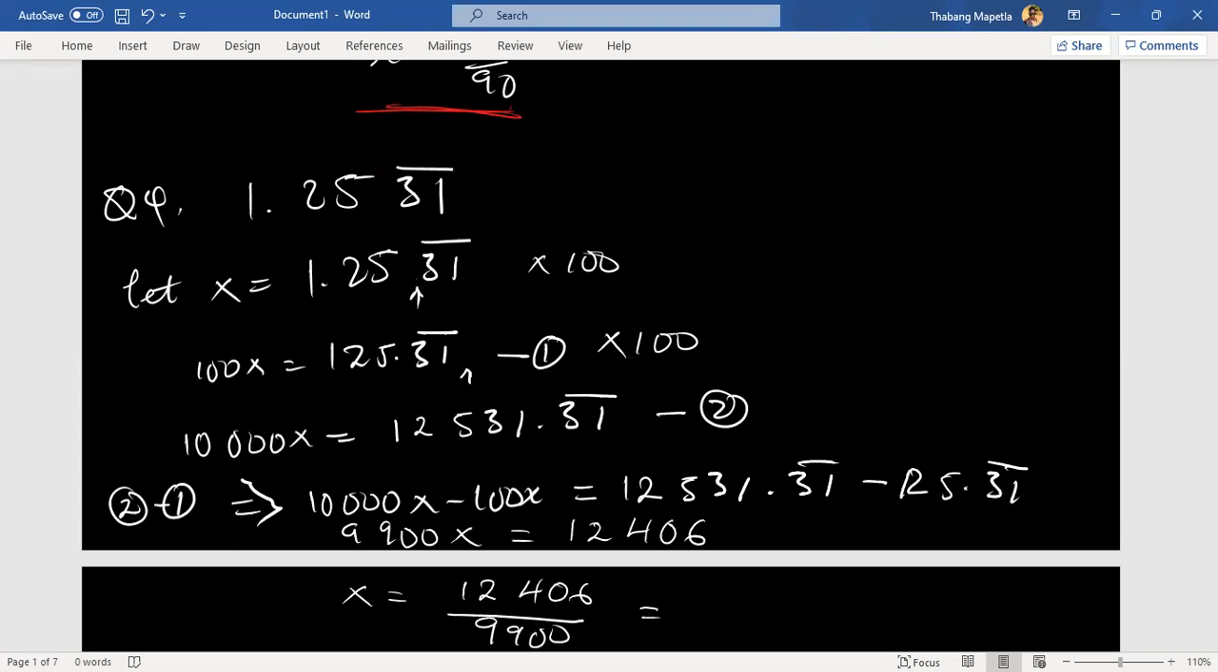So that simplified is going to be 6,203 over 4,950. Yes, so it's just going to be that, and that will be your fraction. I believe we're good to go.